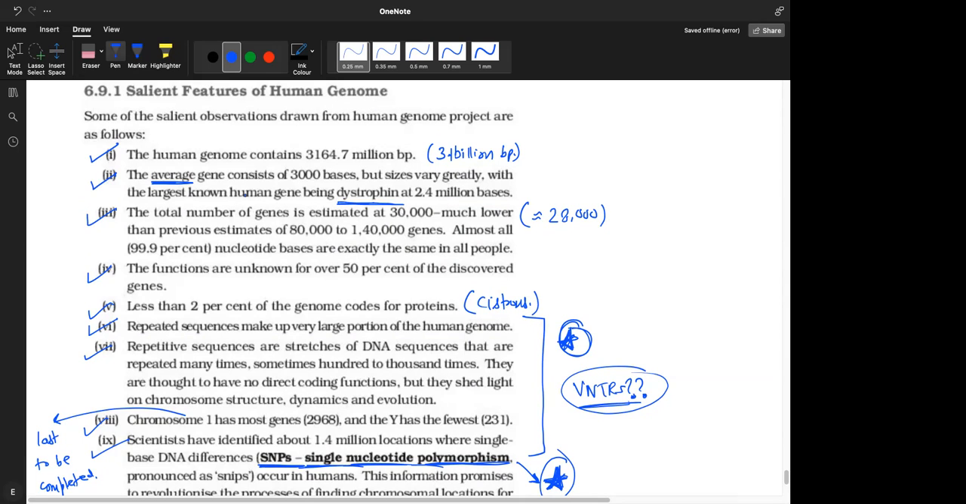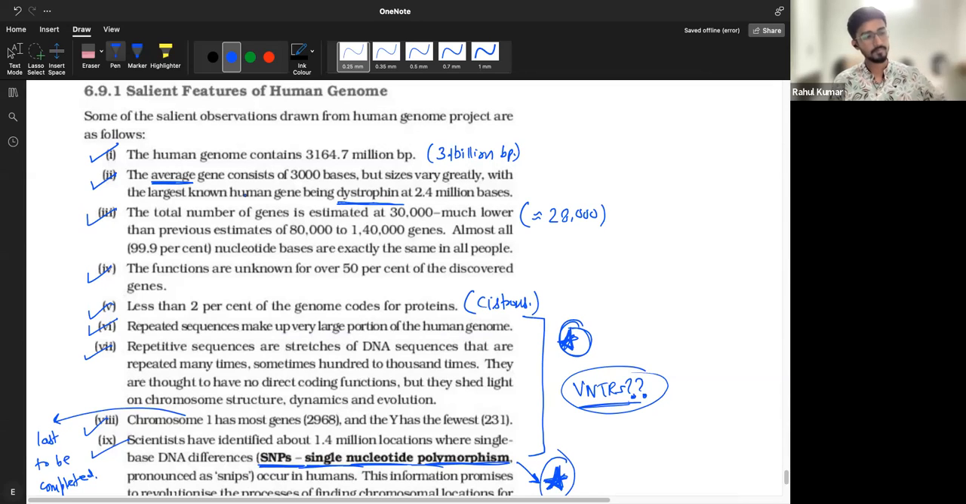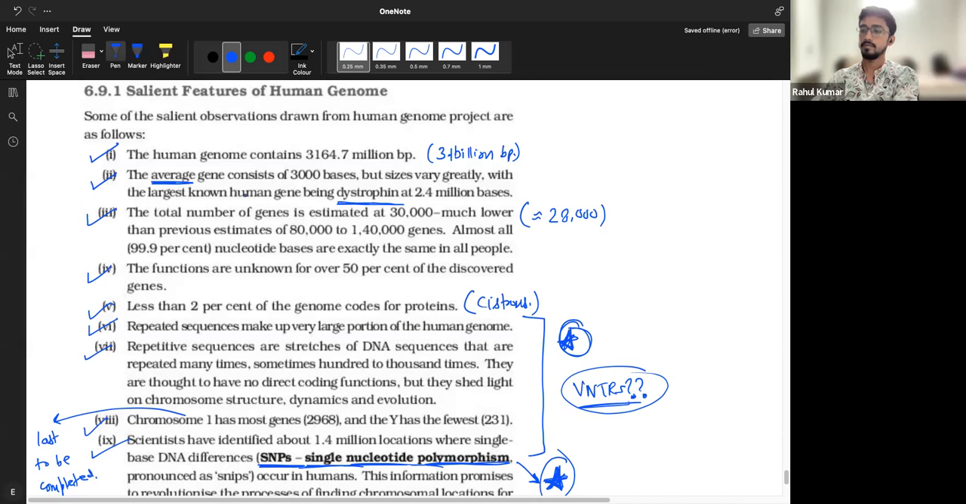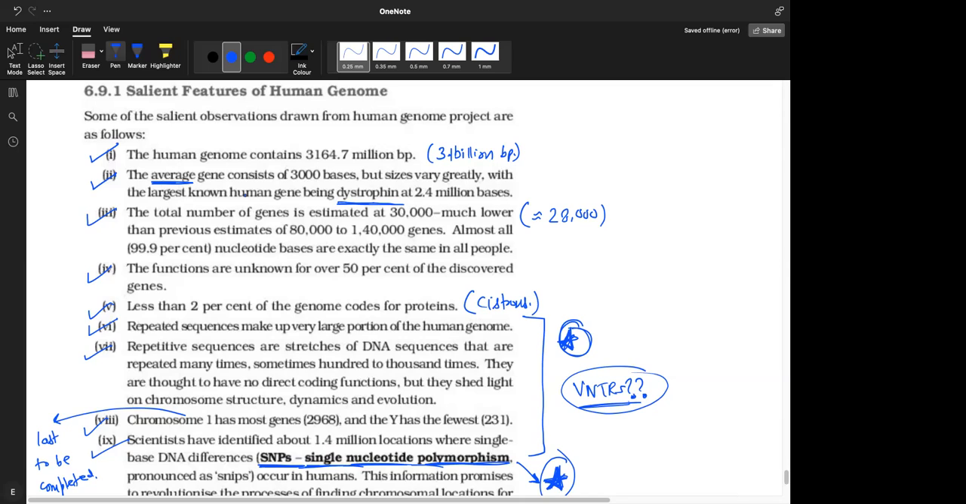Yes, sir. So first we figured out that the human genome contains approximately 3.1 billion base pairs. The second, that the average gene consists of 3,000 bases, but sizes vary greatly, with the largest known gene being dystrophin at 2.4 million bases. Third, that the total number of genes is estimated at 30,000, much lower than previous estimates of 80,000 to 140,000 genes. Fourth, the functions were unknown for over 50% of the discovered genes.